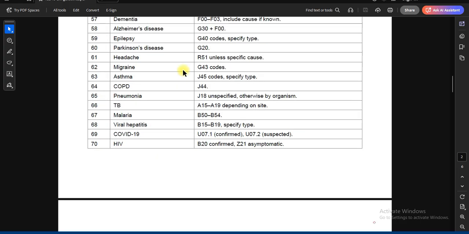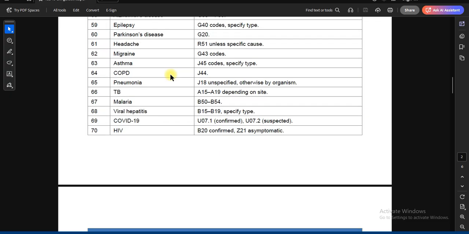Next, Parkinson disease, which also most of the time we will encounter in live coding. For Parkinson disease, we need to use the G20 series code. Next, headache. For headache, we need to use R51 series unless there is a specific cause. For example, if the patient has had an accident on the head and has a headache, then we will code that as the diagnosis. If you don't know the underlying cause of headache, you can code headache R51, as an R code is a symptom code. If you know the underlying cause of headache, we need to code the underlying cause. That is the ICD-10 guideline.